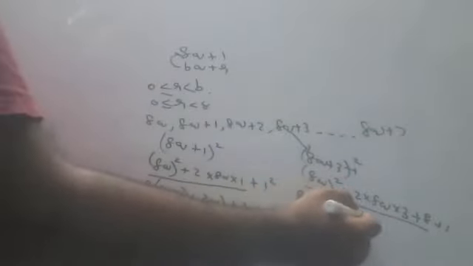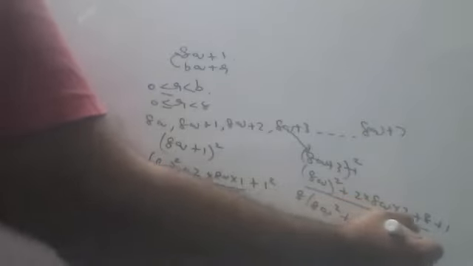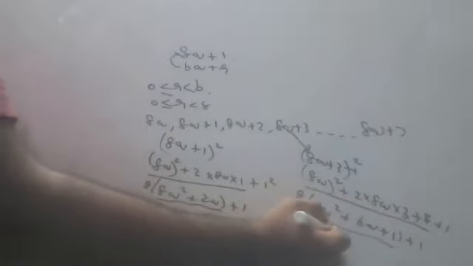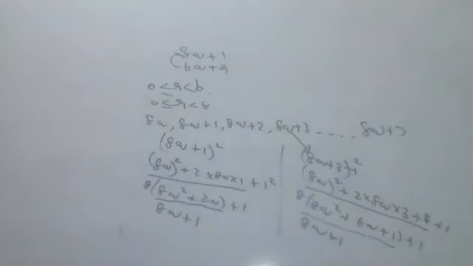8q square plus 6q plus 1 plus 1. This is what? 8q plus 1. Like this you have to show for all odd numbers. You'll get 8q plus 1 only. Same procedure again. Waste of time. You have to do, children.